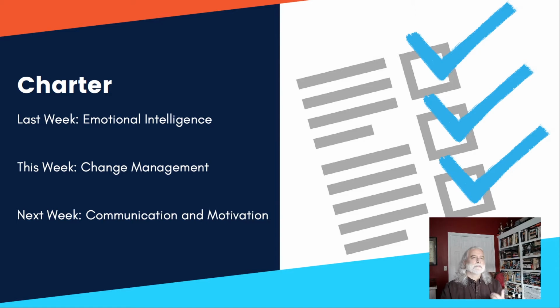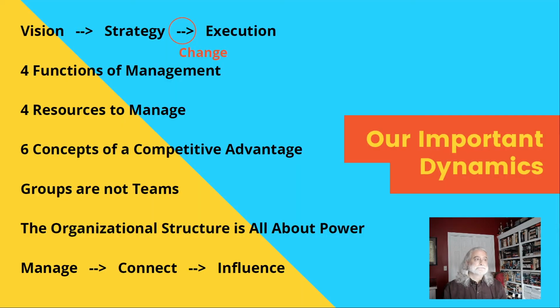You can weigh both arguments, and there's validity to both sides. I think at the end of the day, both are important, and you have to balance EQ and CA. And again, the dynamic of manage, connect, and influence is important. Manage your emotions, manage the emotions of others. That's going to help you connect to them, and that's going to help you influence them. Of course, this week is on change management, and next week should be a discussion on communication and motivation.